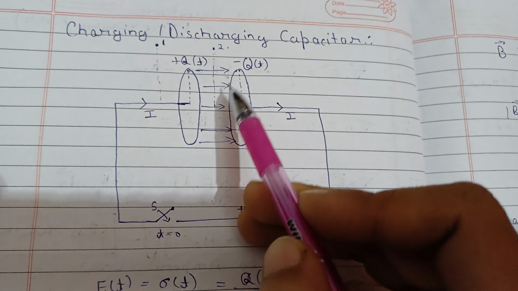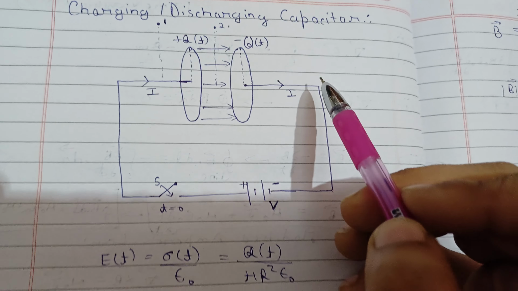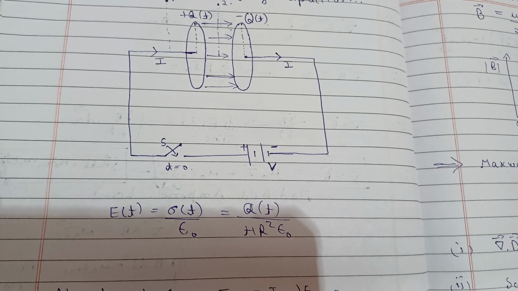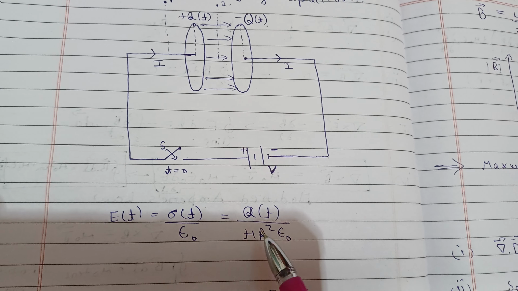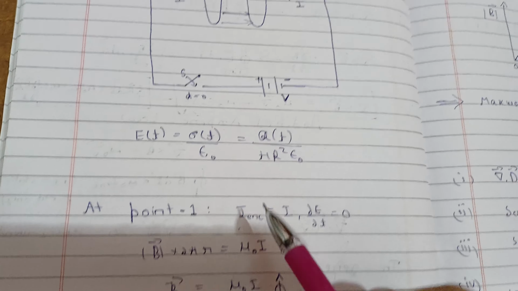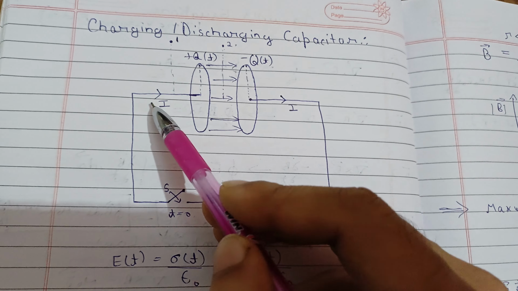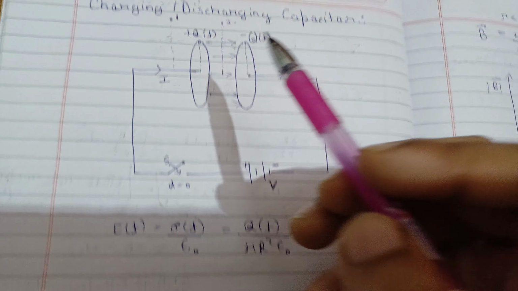First, the electric field between these plates, we know, between the capacitor plates is given by sigma by epsilon naught. Sigma is nothing but charge per unit area, so that is q divided by pi r square epsilon naught. At point 1, if we make a complete loop, only this current I is passing through it, so we can use Ampere's law.